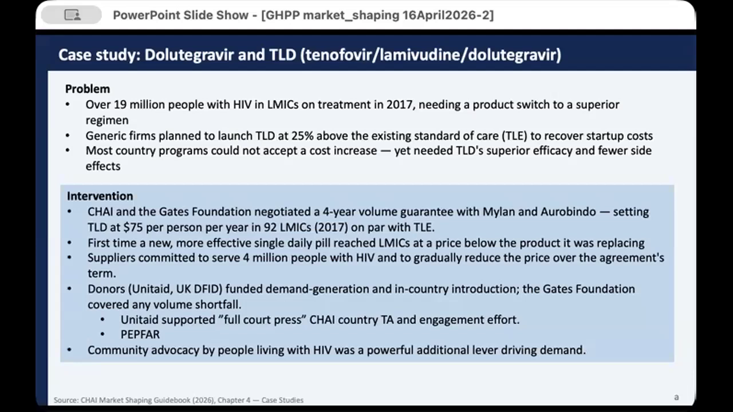And then there was a full court press by some of the actors, including PEPFAR and Unitaid, to grow demand for the product. And here, just like many examples, this all wouldn't have happened in terms of the uptake of TLD if not for people living with HIV and activists working at the national level. Next.